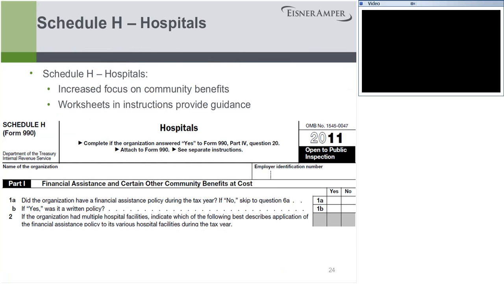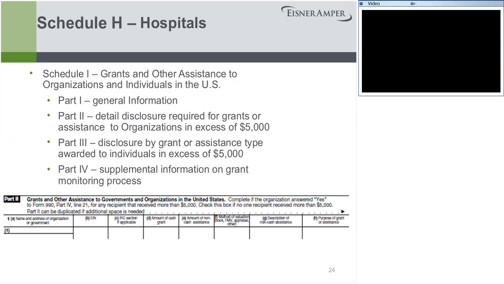It's certainly a very cumbersome schedule. But of course, if you're giving to a hospital organization, you're going to want to see how they answered these questions. More governance questions are included in Schedule H. And so their answers to that will tell you a lot about how the organization is run. Okay.